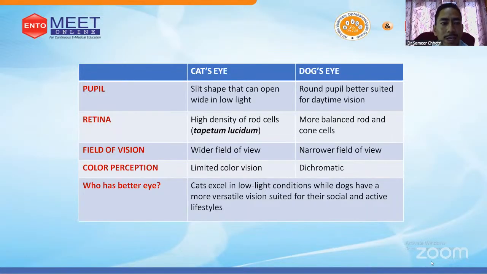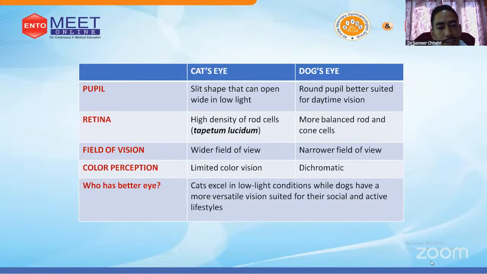So if you see a cat's eye and dog's eye, there is a difference, particularly in the pupil. In the cat's eye, there's a slit shape that can open wide in low light, which is very contrary to the dog's eye, which has a round pupil and is better suited for daylight vision.